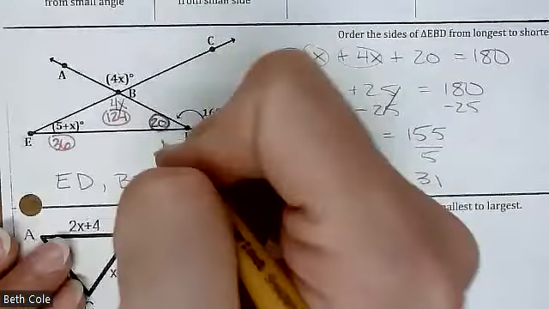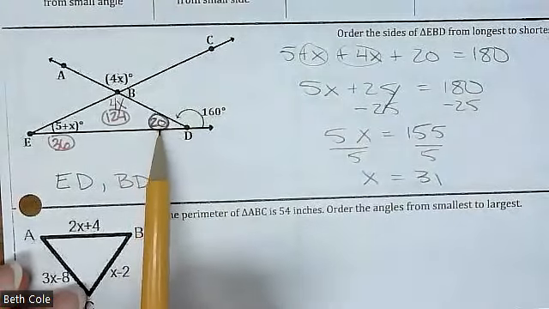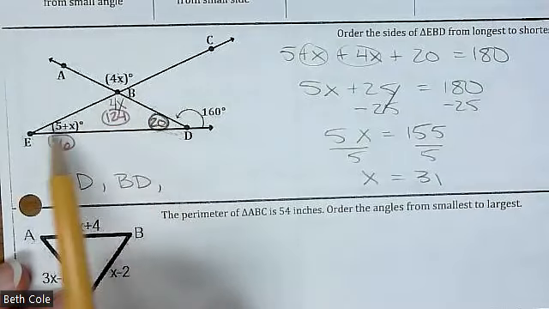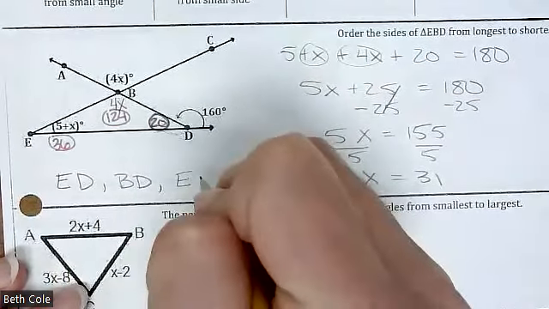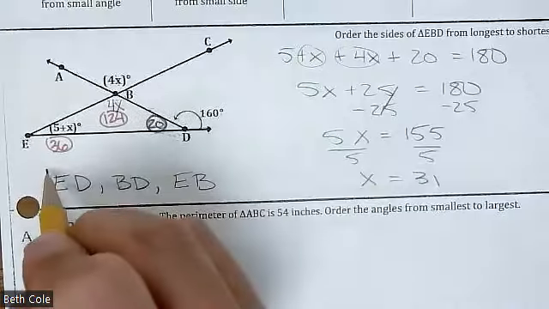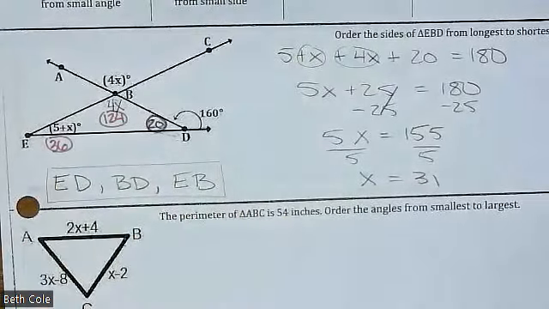It doesn't matter what order you write those in. And then the smallest one is the 20 degrees. So across from that is EB or BE, whichever you want to say. So this is putting the sides in order from biggest to smallest.